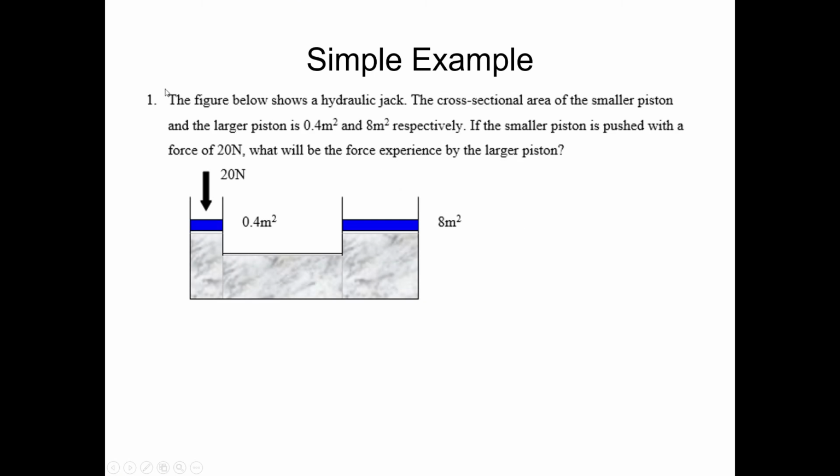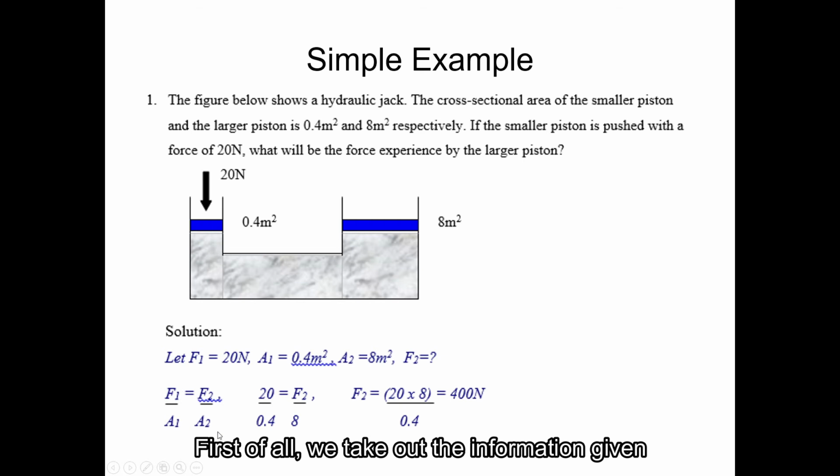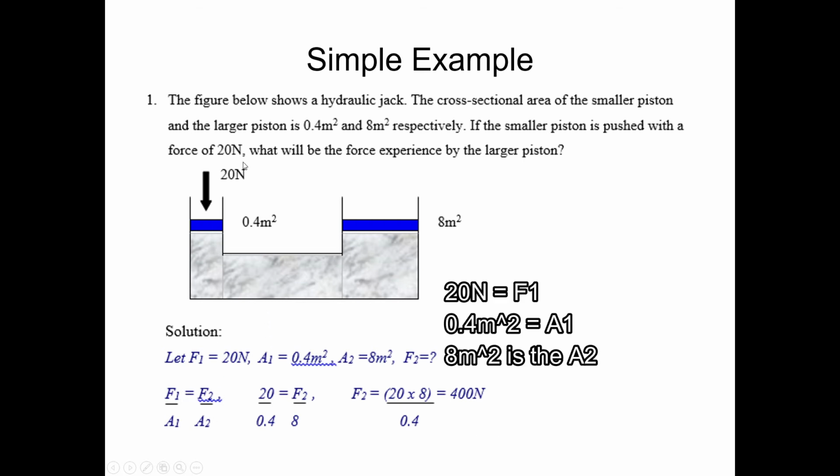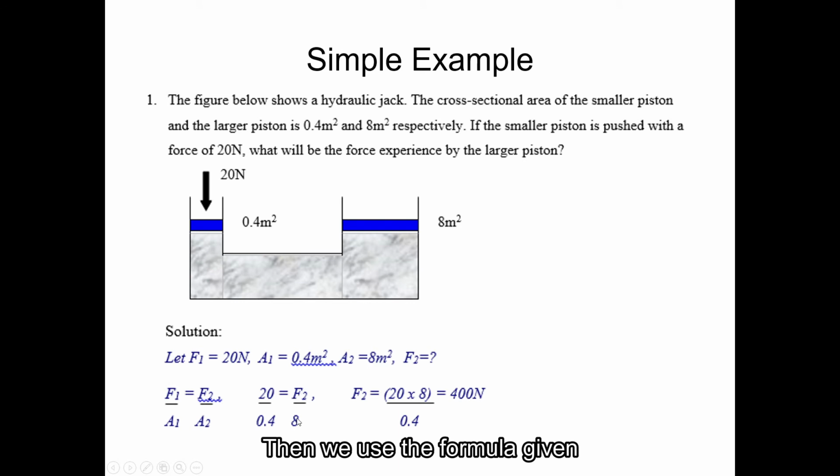Okay, for example, the figure shows a hydraulic jack. The cross-sectional areas of the small piston and larger piston are 0.4 and 8 respectively. If the smaller piston is pushed with 20 Newton, what will be the force experienced by the large piston? Okay. We use the formula given. We take out the information given: 20 is the F1, 0.4 is the A1 and 8 is the A2. Then we put the information into the formula, and when we calculate we get 400 Newton.